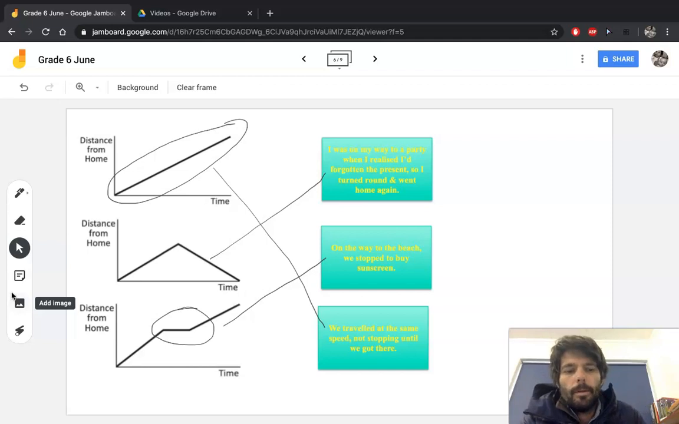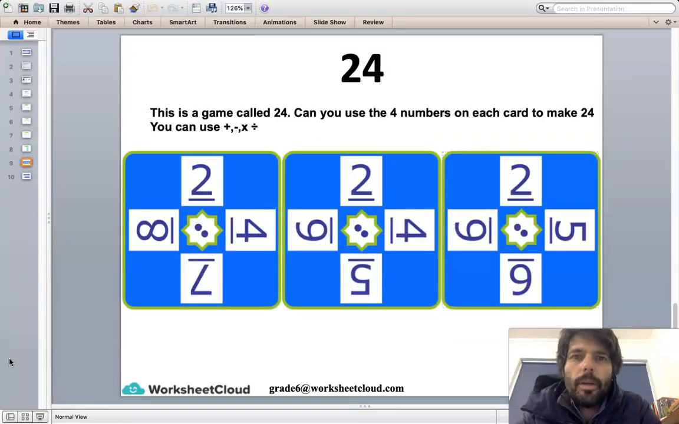Okay? That brings us to our finisher of 24. By now I'm sure you know that, for example, on the first card you've got 2, 8, 4, and 7. You need to use those 4 numbers with plus, minus, multiply, divide to come up with an answer of 24. Remember, you don't have to use all the operations. You can use 1, 2, 3, or all of them. But you must try and come up with 24 at least 3 times. The second part of the challenge is to try and come up with more than 3 ways of getting an answer of 24.